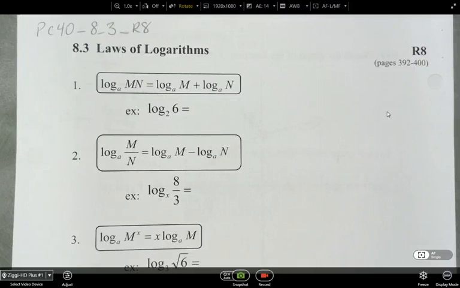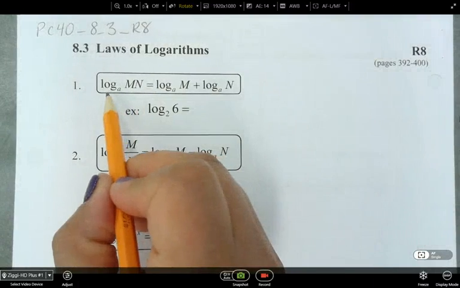Okay, so today we're going to have a little fun with laws of logarithms. All right, so this is laws of logs. Okay, all right, let's get serious now. So R8 is laws of logarithms.